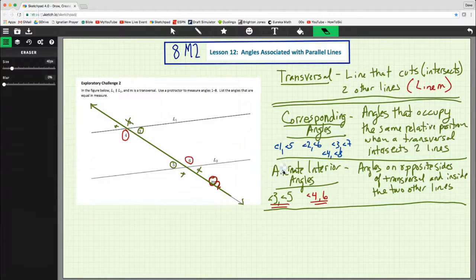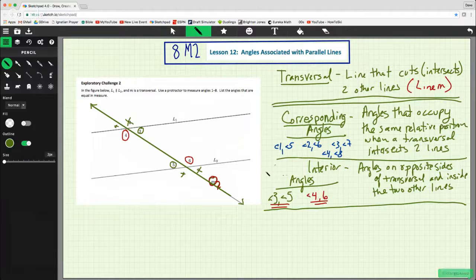You know what? I'll spell it nicer, so it's nice and easy to read. Alternate. Alternate means alternate sides of the lines, and interior means inside these two lines.